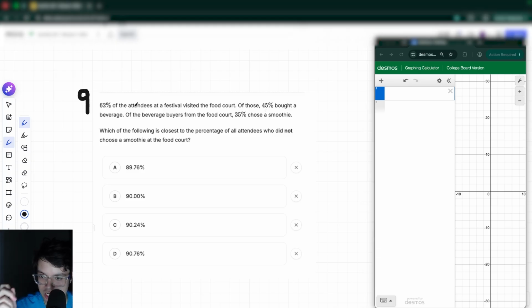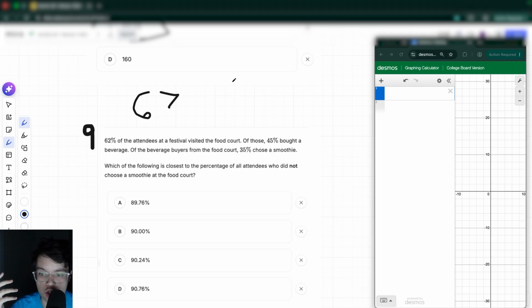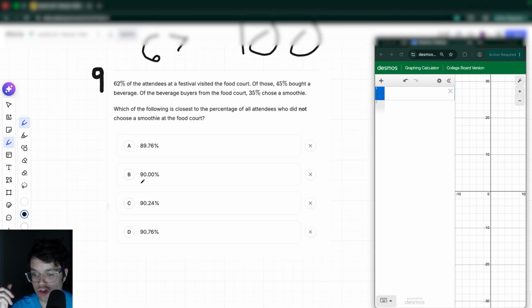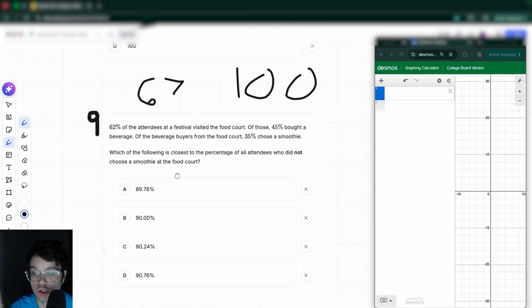So we have here 62% of the attendees at a festival visited the food court. Of those, 45% bought a beverage, and of the buyers buying from the food court, 35% choose a smoothie. And then it asks what percentage of people did not even choose a smoothie at the food court. So someone might literally just write in here 0.62 and then use a variable for that thing. But you might realize that it doesn't really matter what number we choose for the total amount of attendees. We could choose 67, we could choose 100. It literally doesn't matter at all. We're still going to get the same answer because we're only dealing with percentages here. We're not dealing with any absolute amount of people.